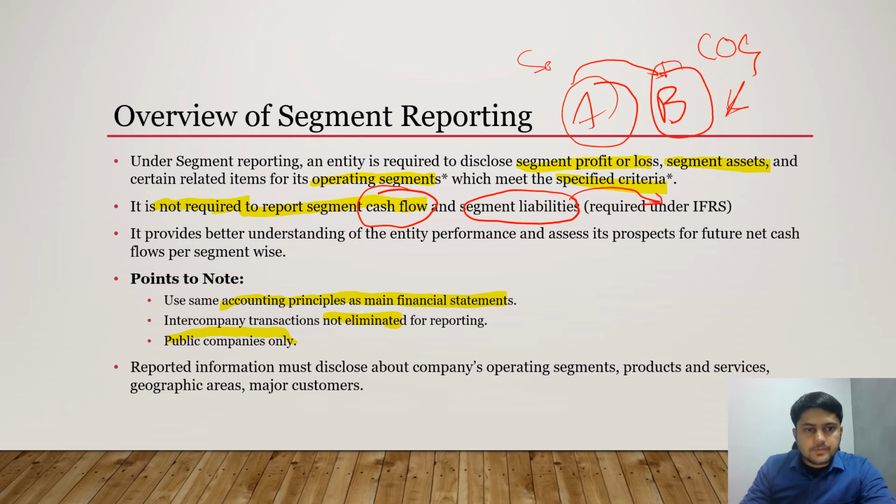Then moving on, reported information must disclose the company's operating segments, the company's products and services, the company's geographic areas, and the company's major customers.